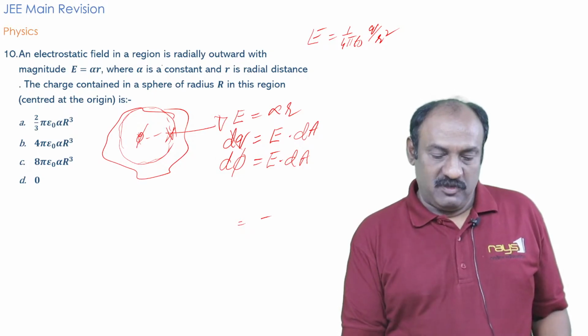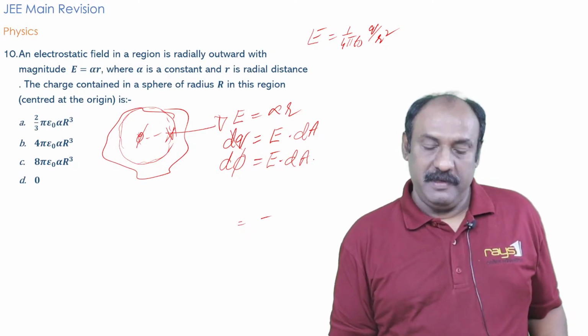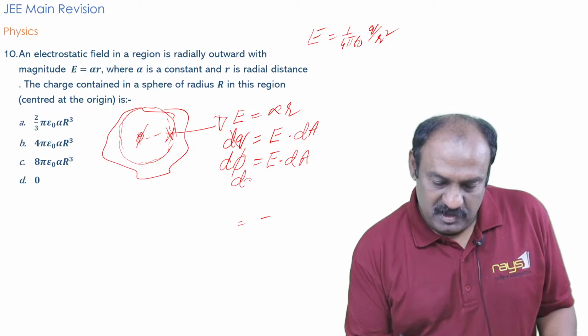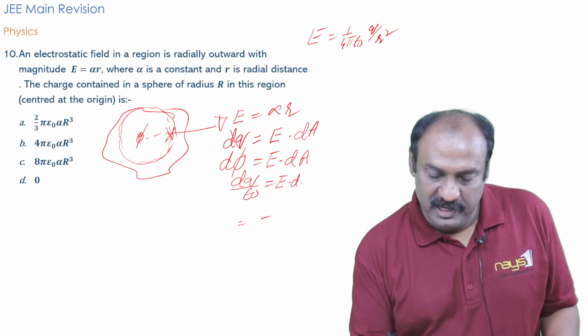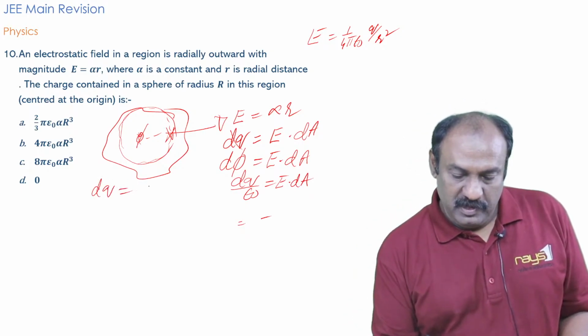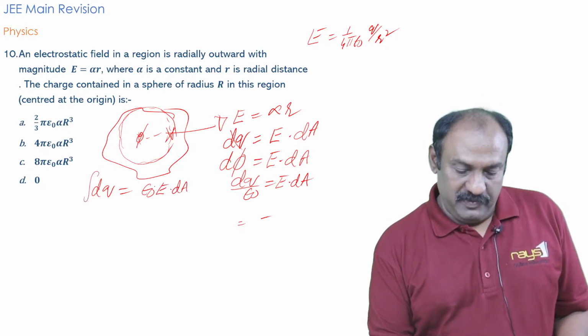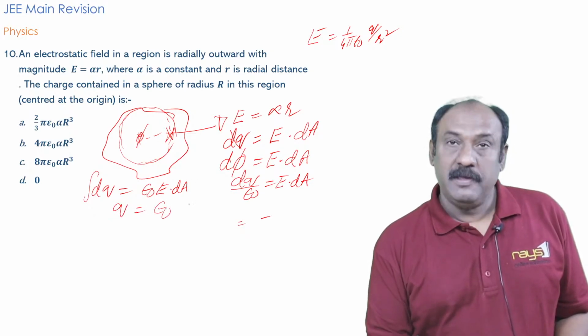This one is the flux passing through the area, but not charge. So therefore dΦ equals E into dA. In place of flux, we know that dq by epsilon naught equals E into dA. Therefore dq is equal to epsilon naught into E into dA. Therefore the integral of dq, that equals q, equals epsilon naught into E.